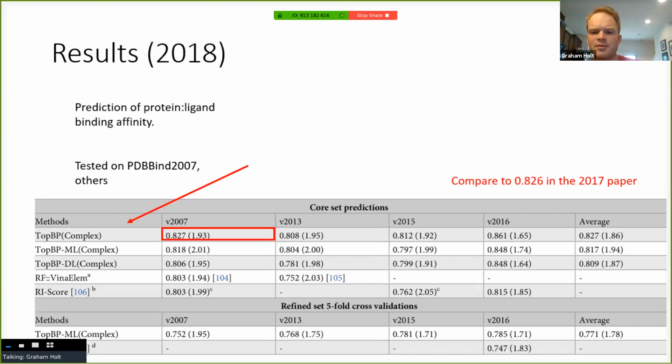So this kind of made me question to what extent the improvements in this paper are actually improving their prediction accuracy in this particular task. But again, they beat the other methods they tried.